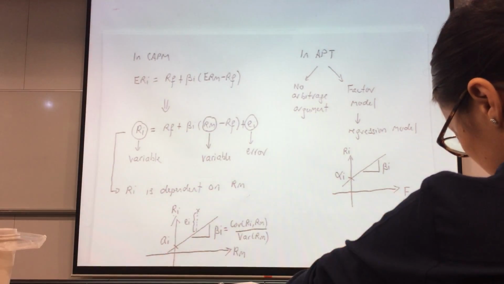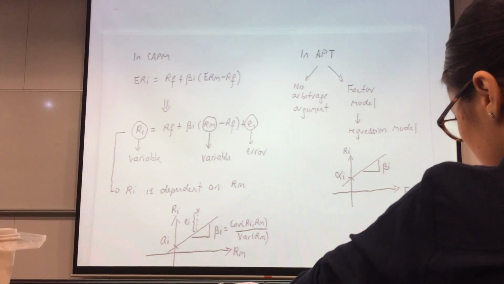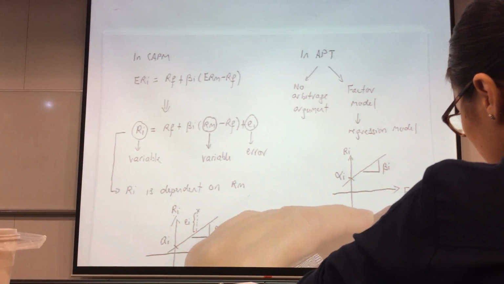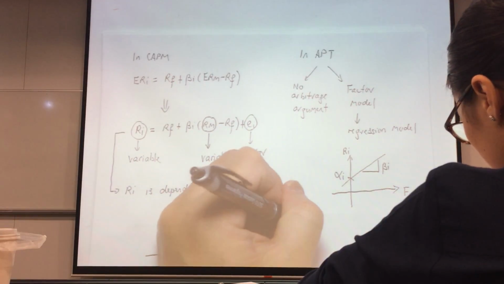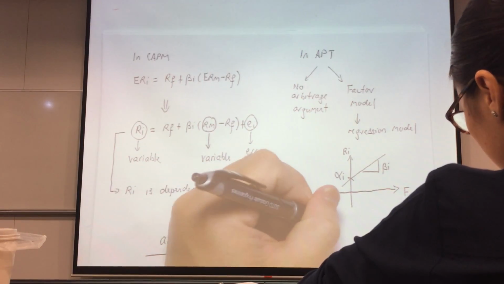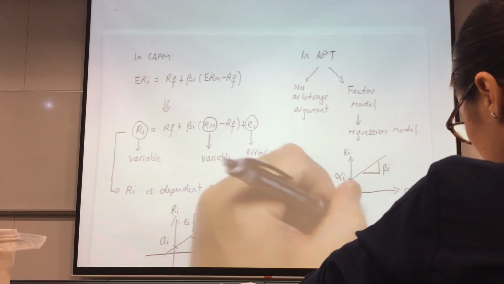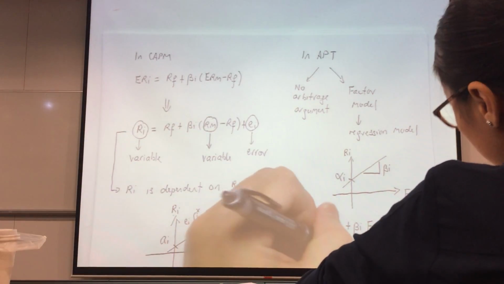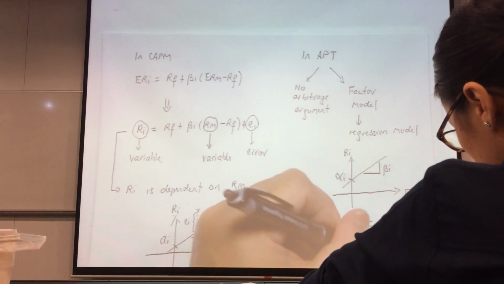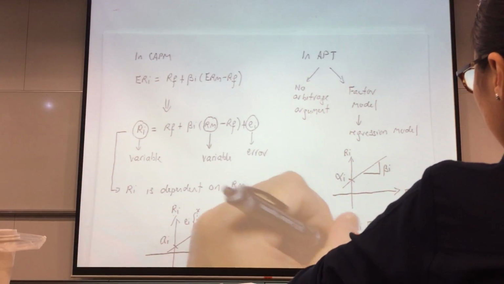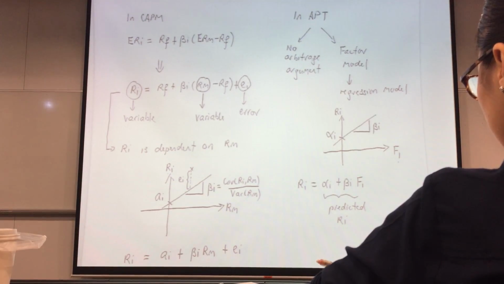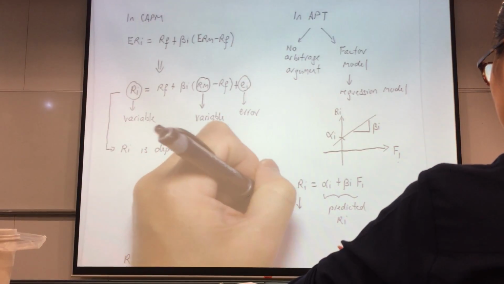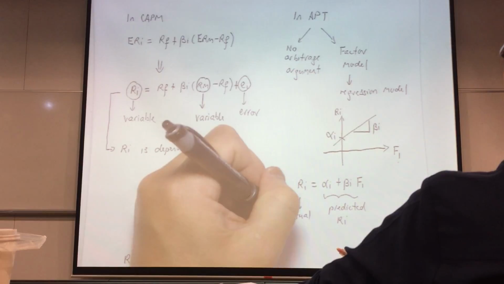So the objective of regression model is to identify a linear relationship between Ri and F1. Right, so Ri is equal to y-intercept value plus beta I F1. So this will be the predicted Ri. Predicted Ri. Right? For you to find out what is the actual Ri.